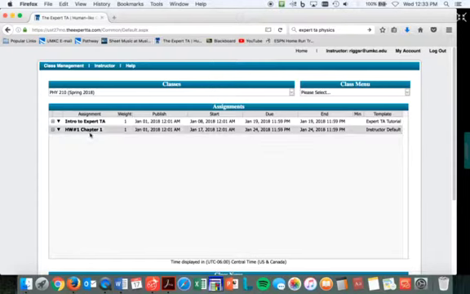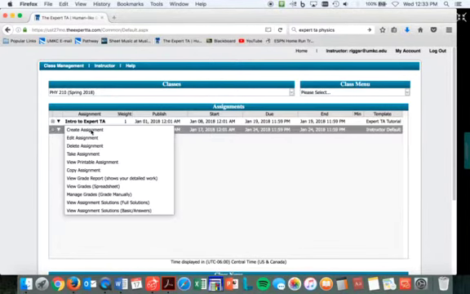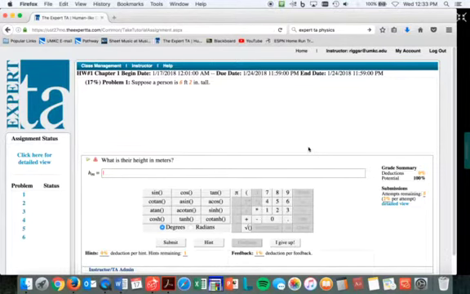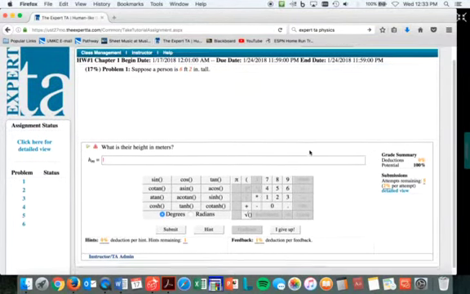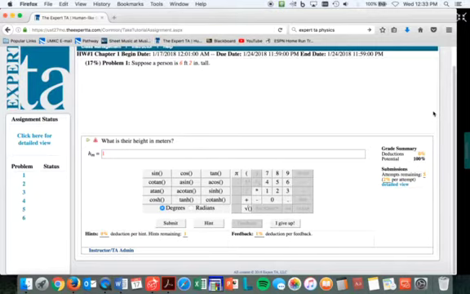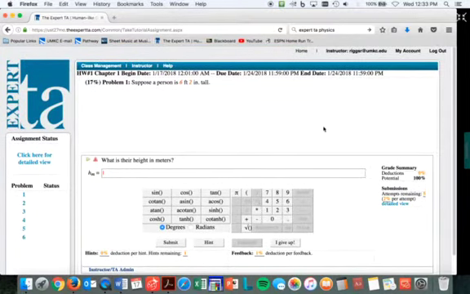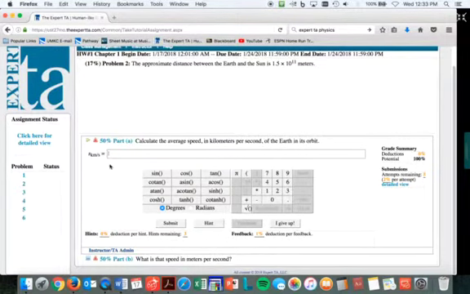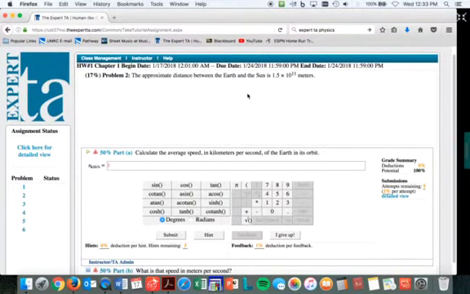Let me go here. We're on the thing. Let's look at one of your homework problems. I'll just take the assignment and see what it looks like for you all. What is the height of the person in meters? Problem 2, you can do that. Here's problem 3, the approximate distance to the sun. Calculate the speed in kilometers per second the Earth is in orbit.